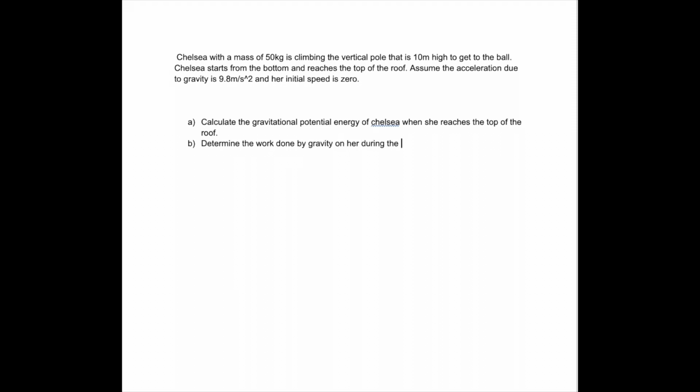Chelsea, with a mass of 50 kilograms, is climbing the vertical pole that is 10 meters high to get the ball. Chelsea starts from the bottom and reaches the top of the roof. Assume the acceleration due to gravity is 9.8 meters per second squared, and her initial speed is 0. Calculate the gravitational potential energy of Chelsea when she reaches the top of the roof. Determine the work done by gravity on her during the climb. If Chelsea were to slide down the roof and reach the bottom with a speed of 5 meters per second, what would be her kinetic energy at the bottom? Assume no other forces or energy losses.